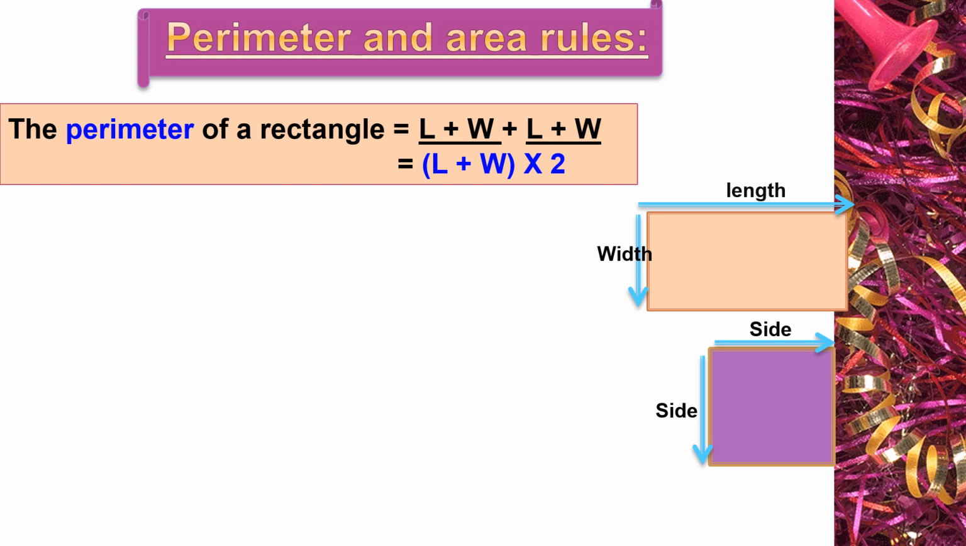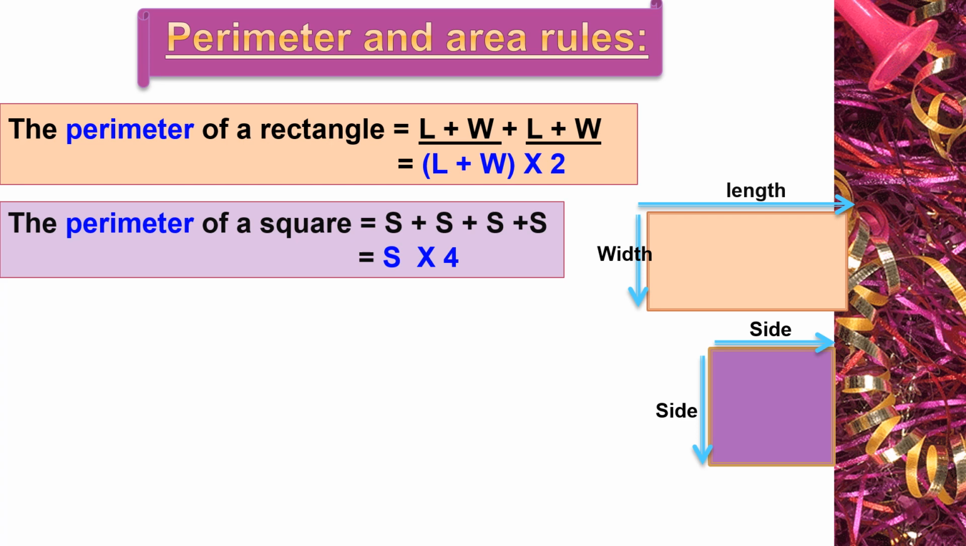We studied this in the first term. But now, here we have length plus width and length plus width. Length plus width repeated 2 times, right? So, I can write them length plus width times 2. This is for rectangle. So the perimeter of a rectangle equals length plus width times 2. This should be memorized very well, okay? It's very important to know these rules and memorize them.